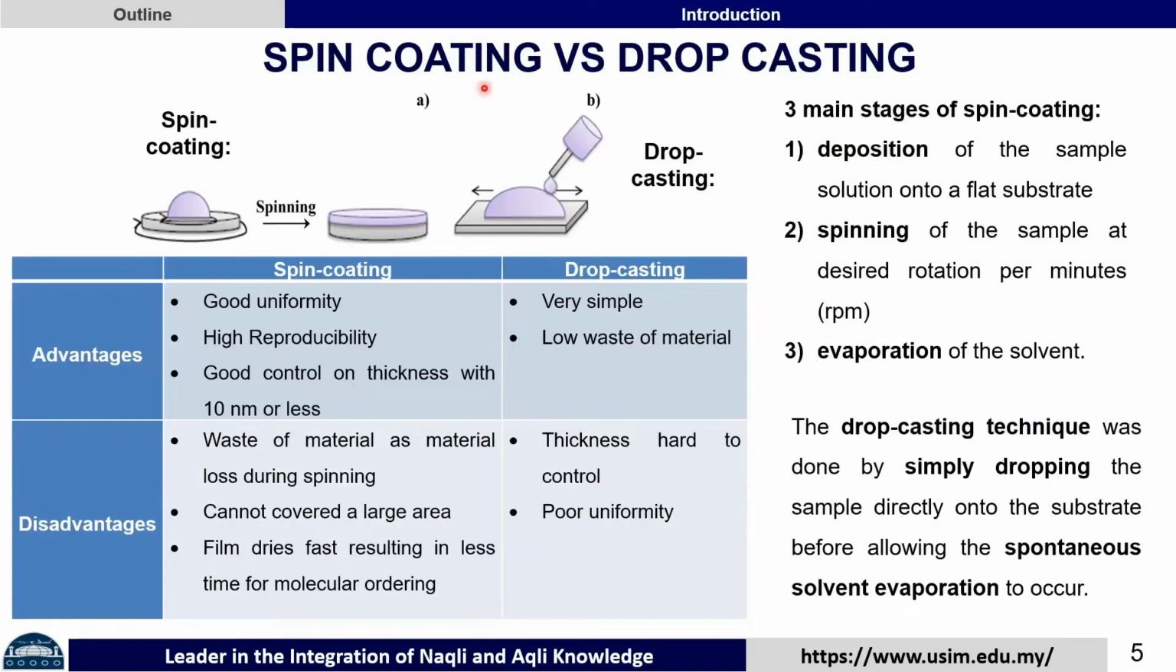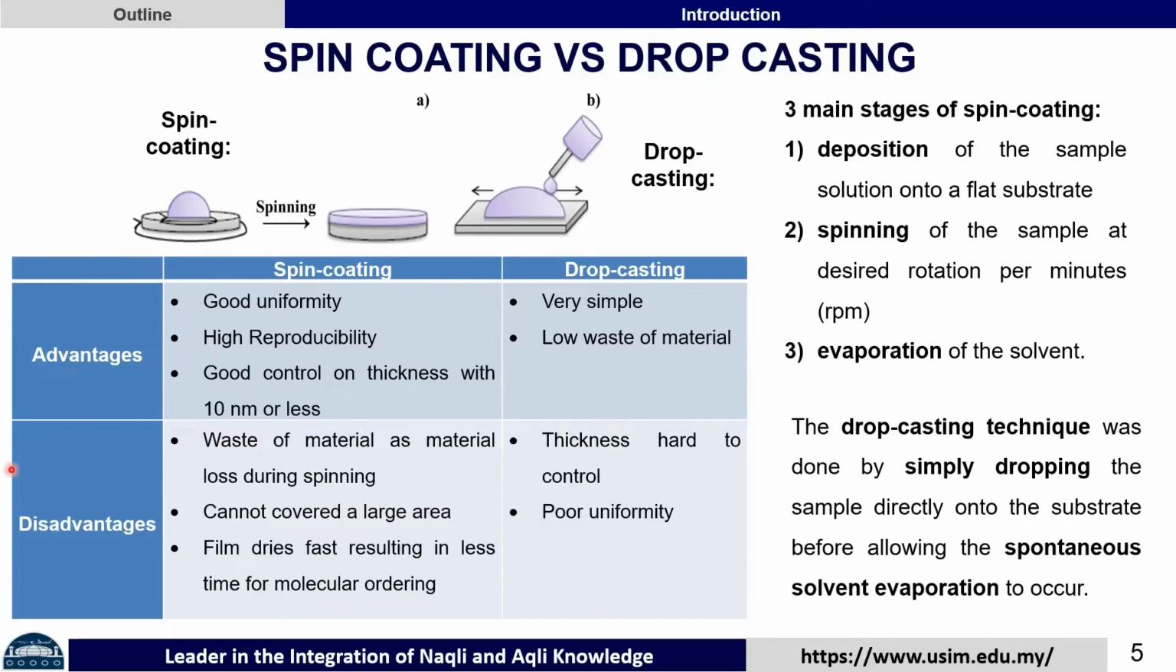For the fabrication technique to synthesize a thin film, the two most common techniques used are either spin coating or drop casting. Spin coating, as you can see here, usually involves three main stages. The first one is the deposition of the sample solution on a flat substrate. The second involves spinning of the sample at the desired rotation per minute or RPM. The third is the evaporation of the solvent. While drop casting is done by simply dropping the sample directly on the substrate before allowing spontaneous solvent evaporation to occur.